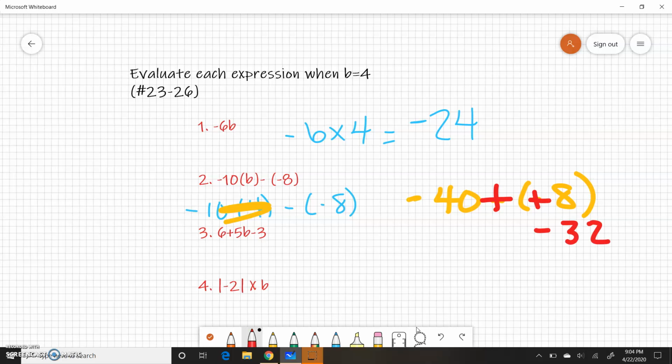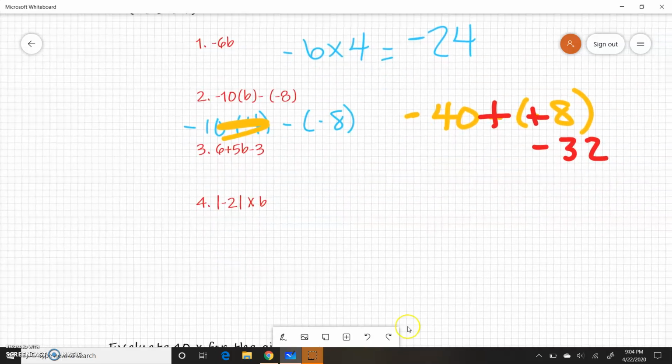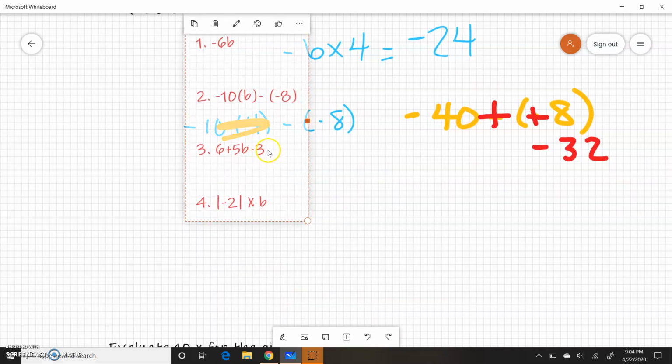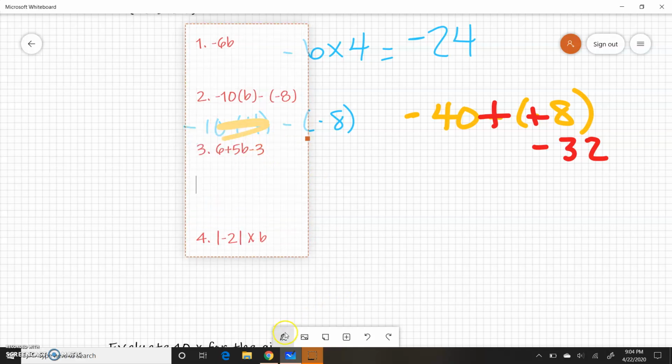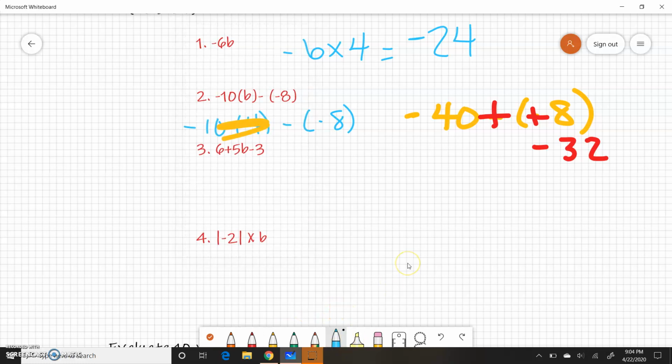Okay, number 3. Move my board down a little bit here and give me a little bit more space before I start this one. So 6 plus 5b minus 3. I'm going to stick my 4 in. That's the first thing I'm going to do. And I recommend you do that on your scratch paper: rewrite the problem with the number in it. So 6 plus 5, I'm going to put 4 in parentheses, minus 3.